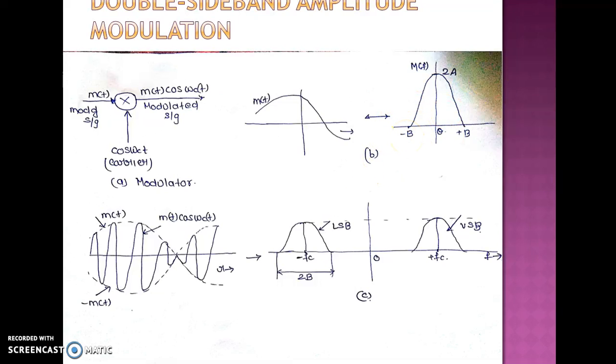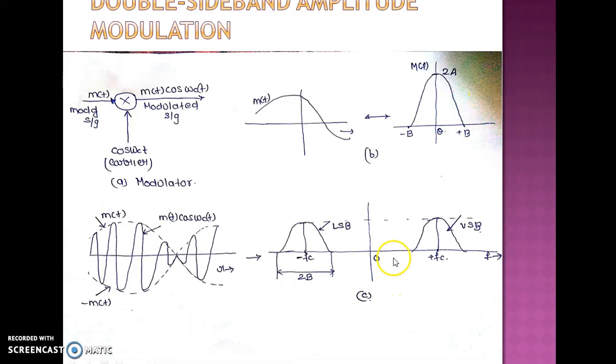So it will be B plus B, so it will be twice B. As we have seen in the earlier slide, the bandwidth of the modulated signal will be equal to twice B.